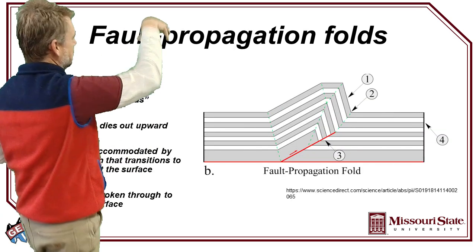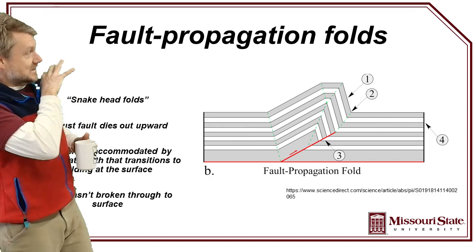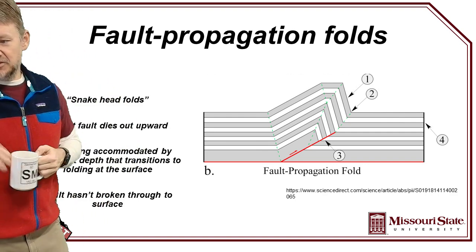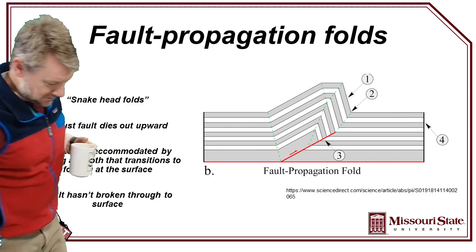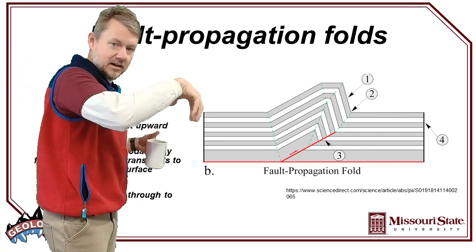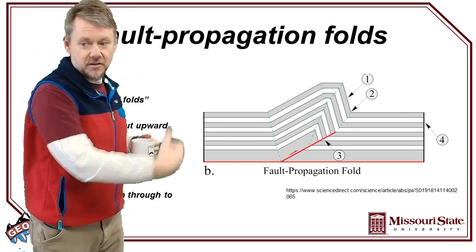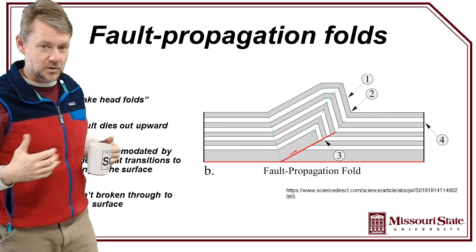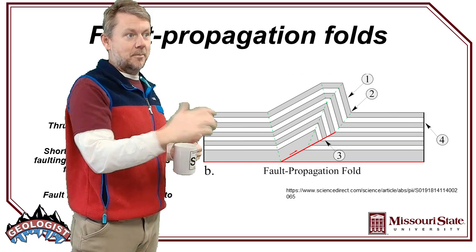When we see these folds at the top, those are called fault bend folds. This is a different type of structure called a fault propagation fold. There's a couple of terms for these, snakehead folds, sometimes. But when a thrust fault pushes up and pushes the rocks above up and kinks them up on top, a lot of times that fault doesn't break all the way through to the surface. So the term fault propagation fold means the fold is occurring because the fault is propagating upward in the strata.